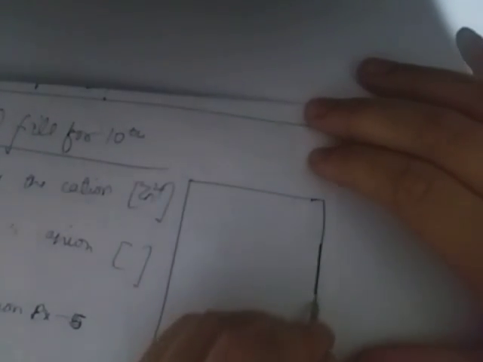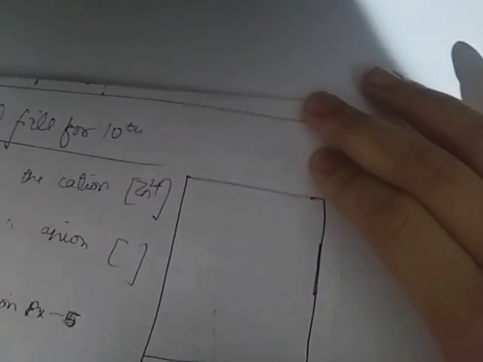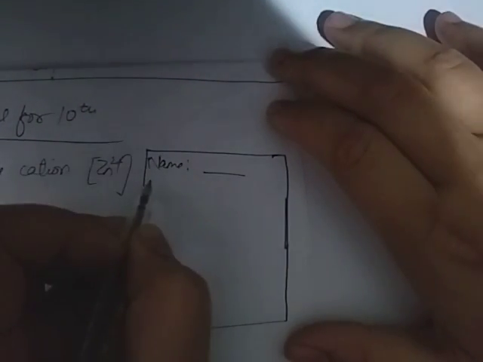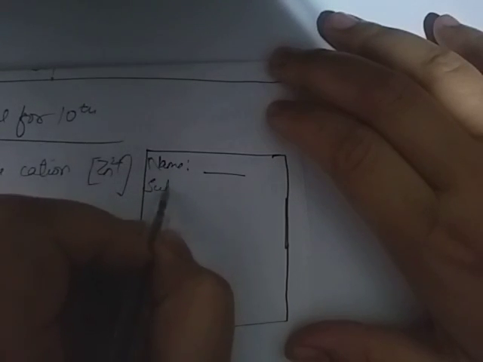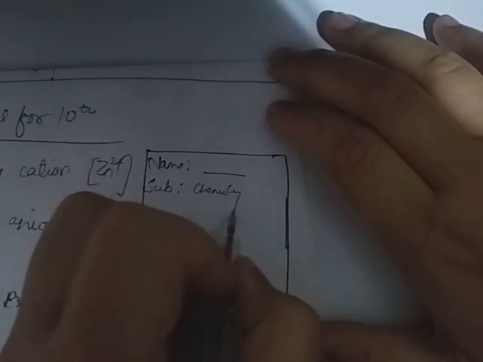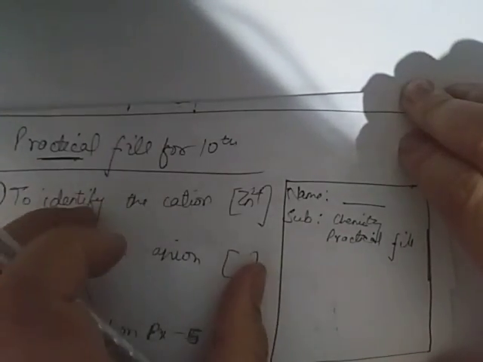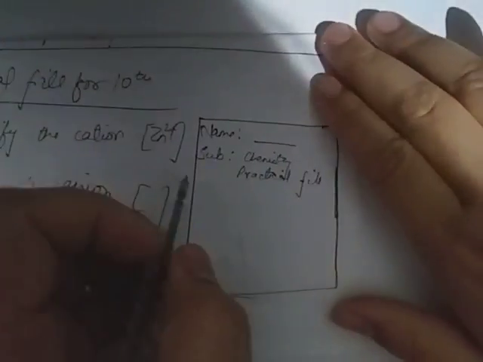At the end, how you are going to write your name and class on the front of your practical file. You need to take an A4 sheet and cut it down, a white sheet. On it, at the top you will write your full name, then your subject, that is chemistry, practical file. This is a practical file, not a project file. We are going to do practicals, so this is a practical file, right?